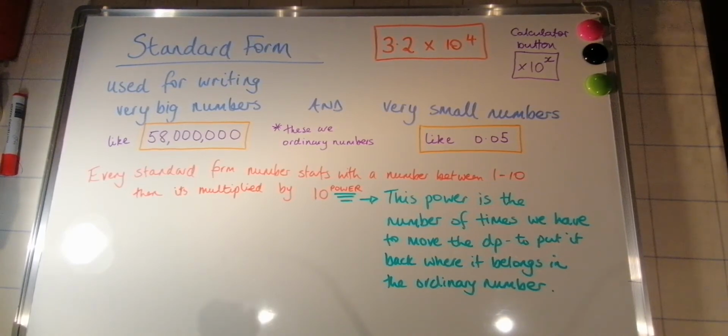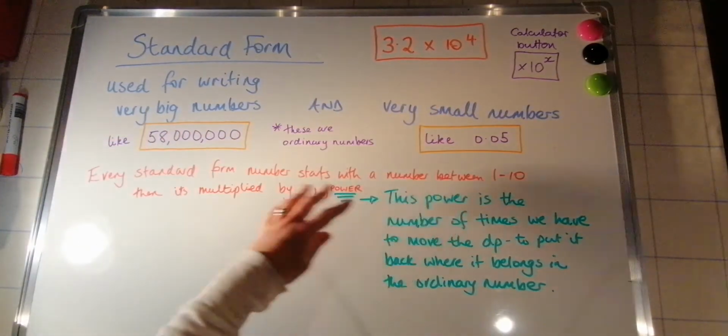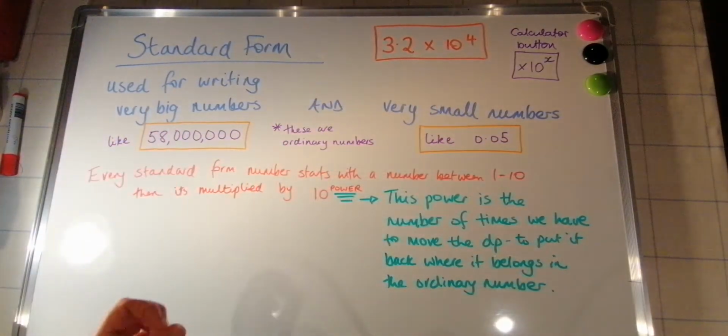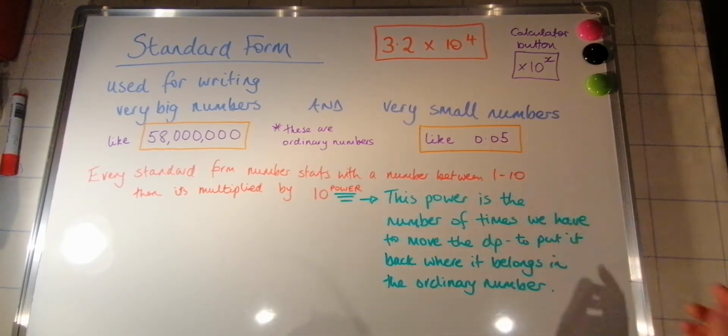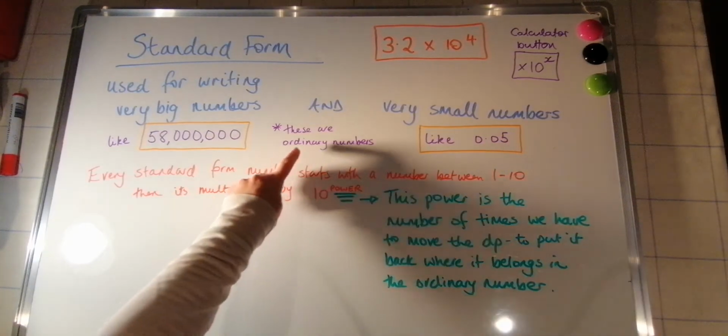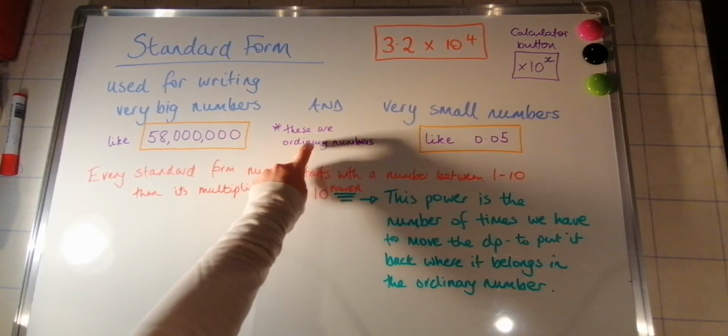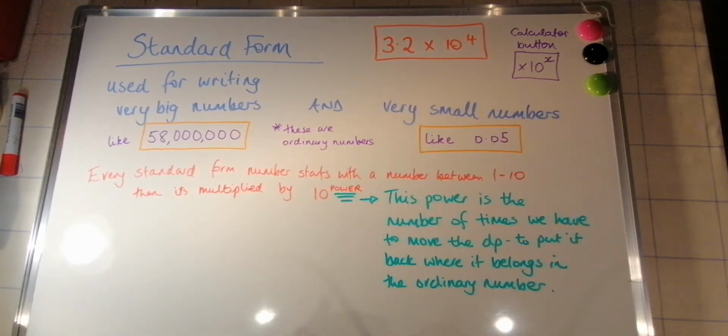So basically standard form numbers are used whenever you want to write really big numbers or really small numbers. Whenever we're talking about really big numbers, we're looking at numbers maybe in the thousands or the millions or billions or something like that. And if we're looking for really small numbers, then we're looking for numbers that have a decimal place on them. Now I've said that these two purple ones here, these are ordinary numbers. So if we call a number out, the way we write it down, that's an ordinary number.